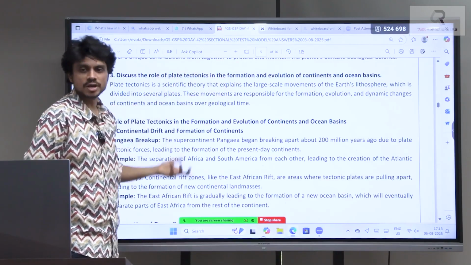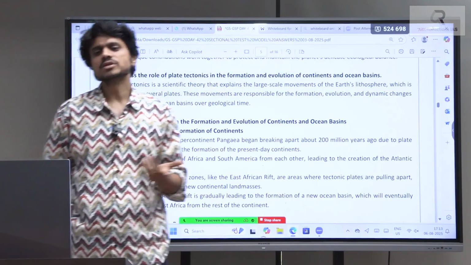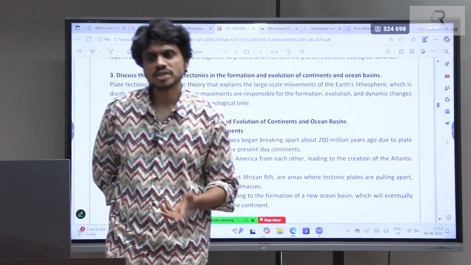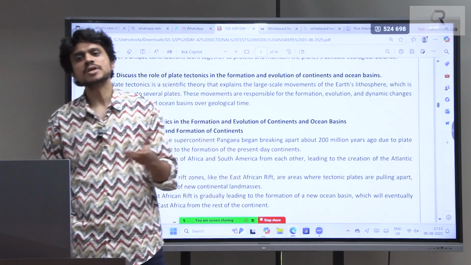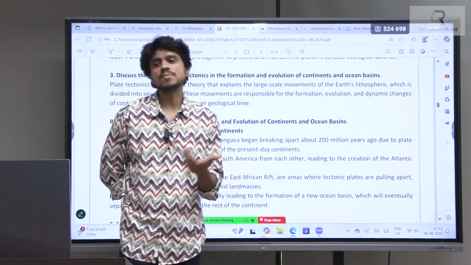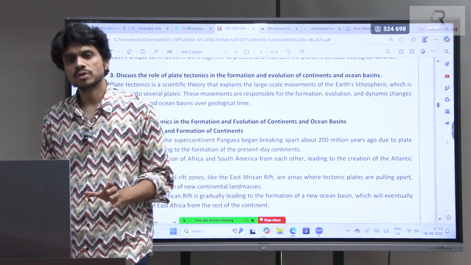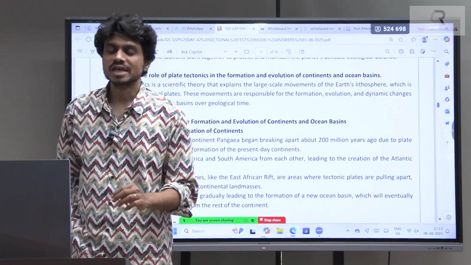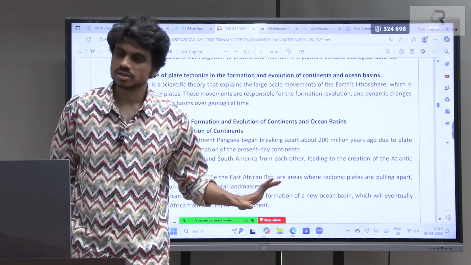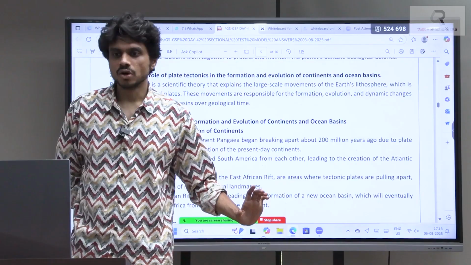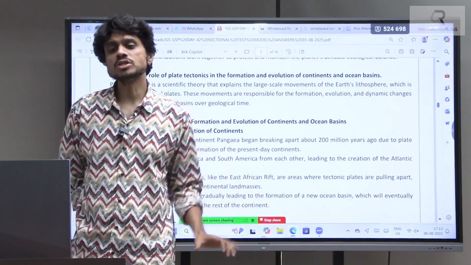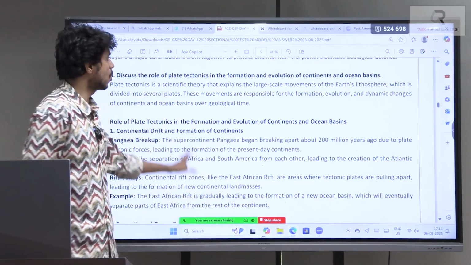So I will discuss what plate tectonics is. Plates are nothing but lithospheric slabs. When these lithospheric slabs move, we call it plate tectonics. Plate tectonics is nothing but the movement of the plates. When they move, they result in the formation of the oceans and the continents. This would be my introduction. Okay. So I will talk about how this is going to happen in my body.